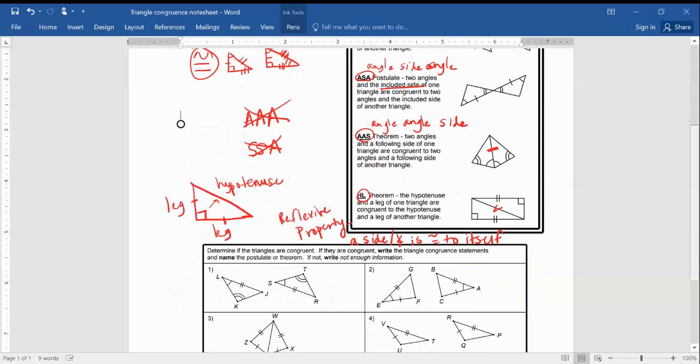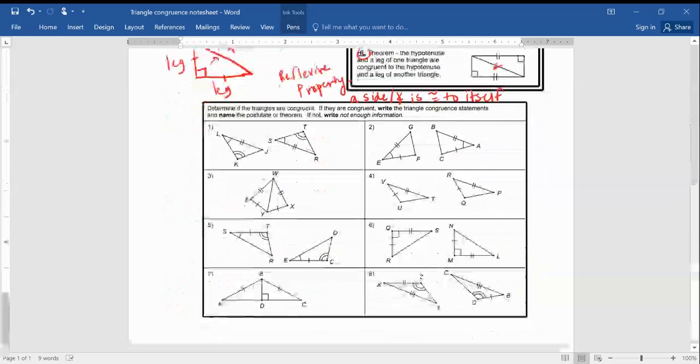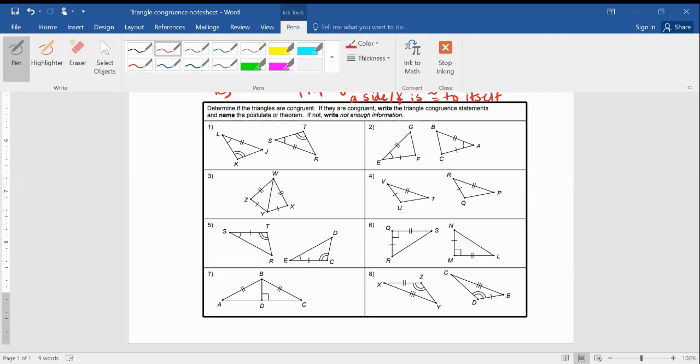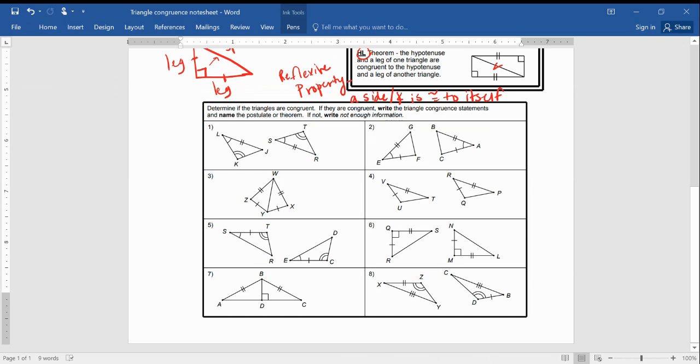All right, so we're just going to do some examples here. Go ahead and pause this video if you want to write these down. I have also attached this file to Classroom. If you have the option of printing this out, that would save you a little bit of writing, but writing it down is going to help you no matter what. So go ahead and pause if you need to write these down.